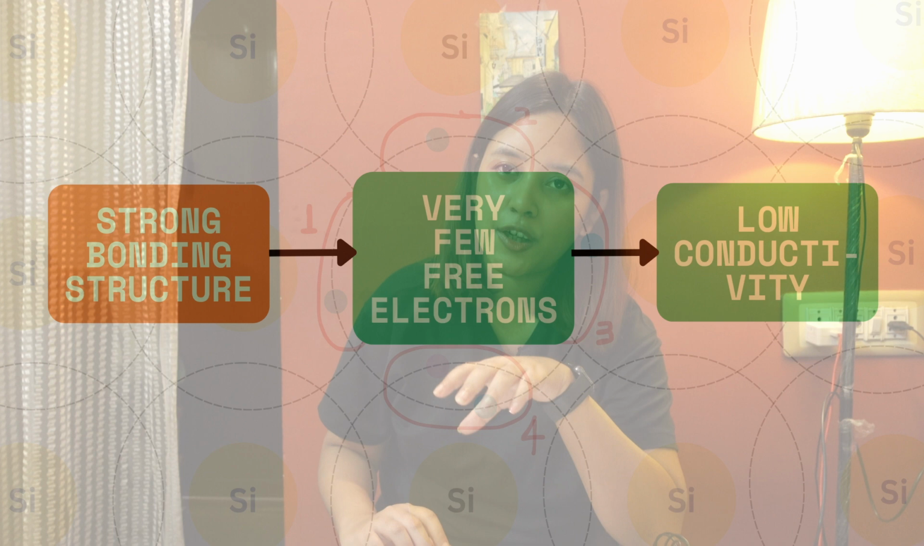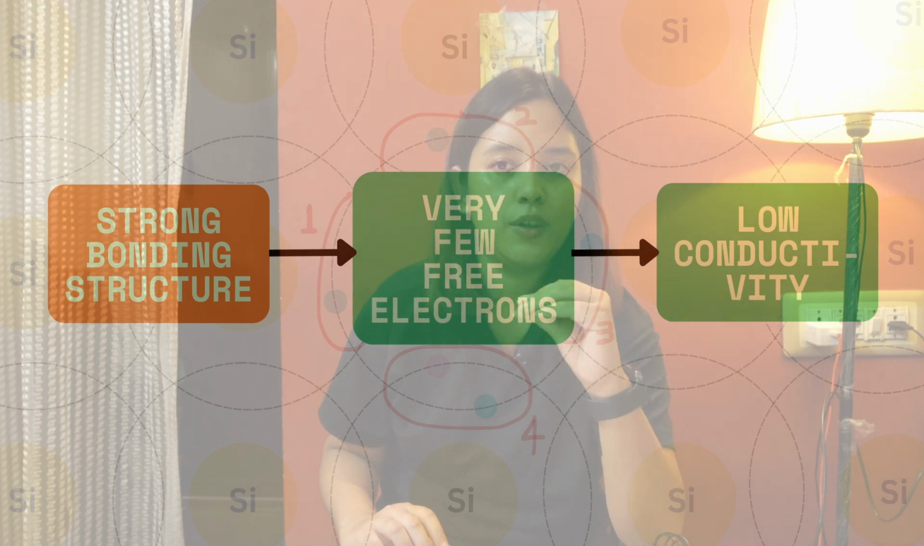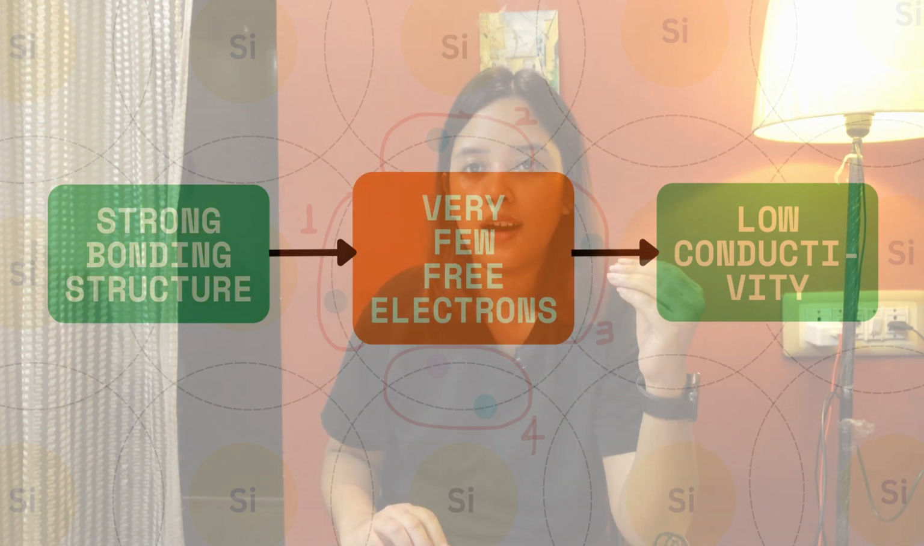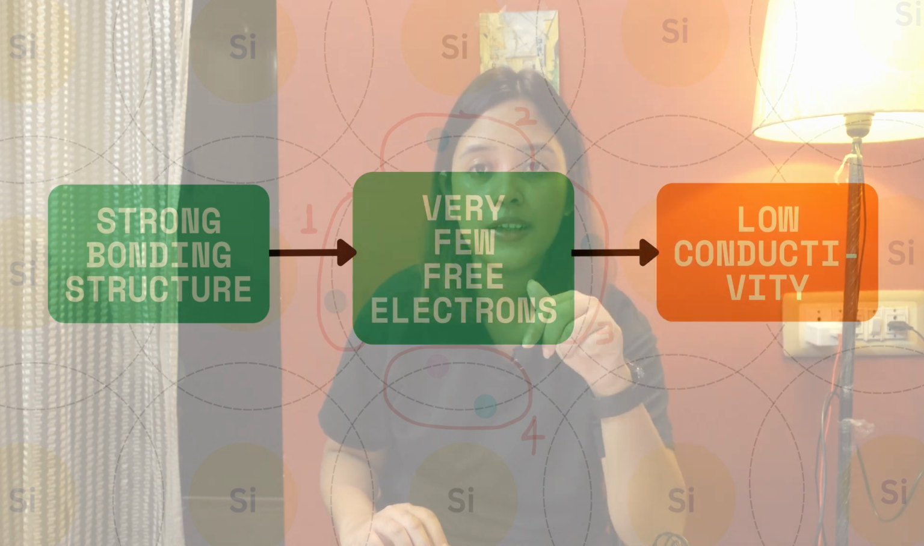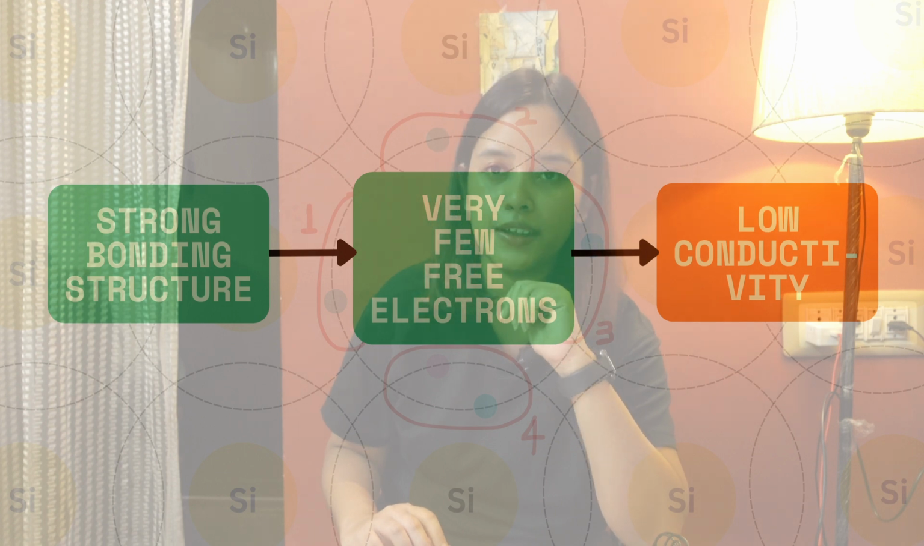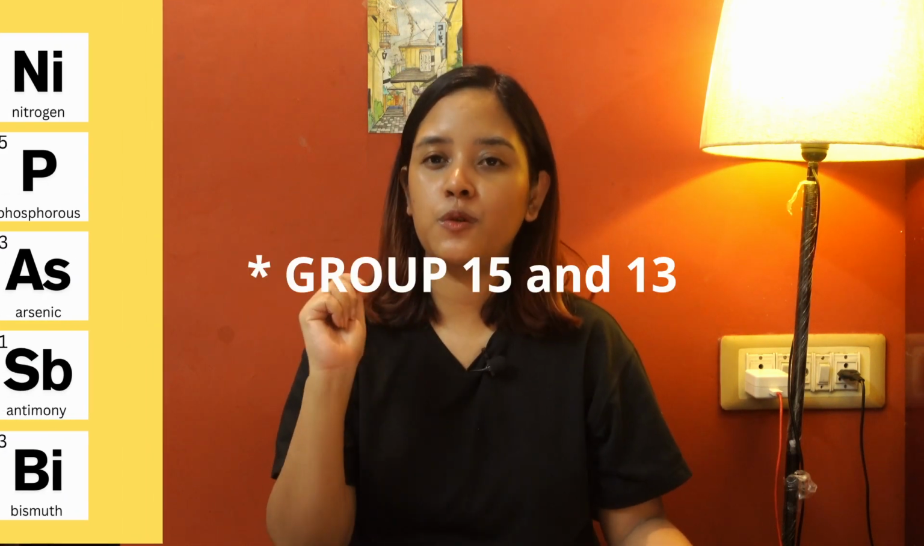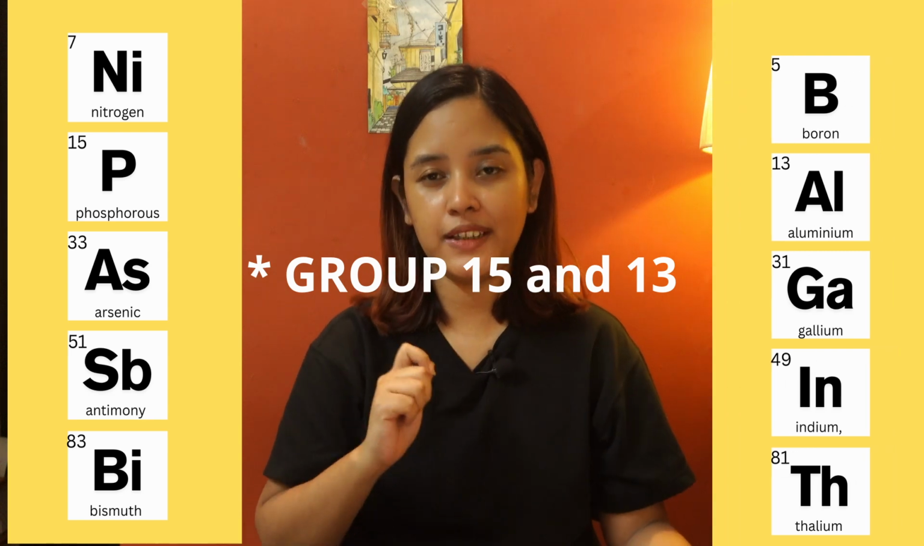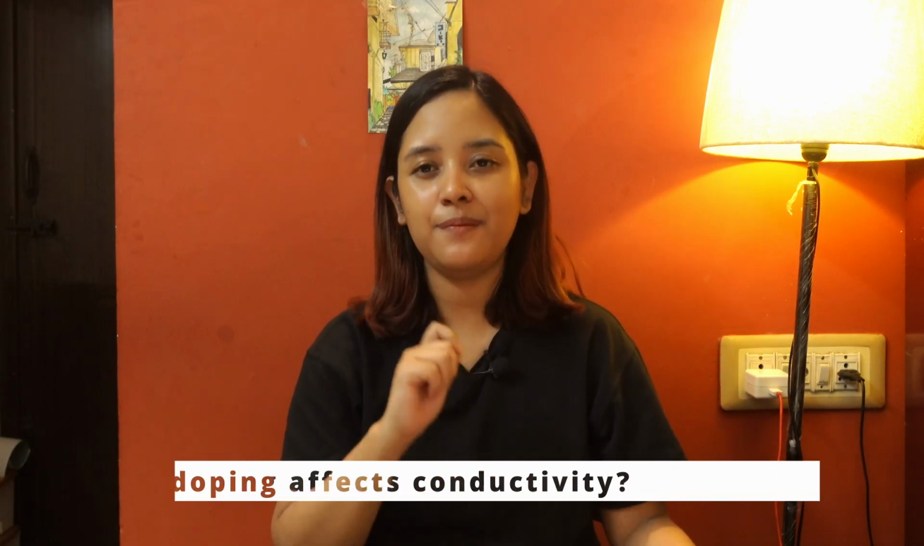This strong bonding structure keeps the electrons very tightly bound, which means that at room temperature, there are very few free electrons left to conduct electricity. This is the reason for the low conductivity of pure silicon at room temperature. Now suppose instead of pure silicon, we introduce some foreign atoms into the system, say from the adjacent groups of the periodic table. This method of introducing atoms from group 5 or group 3 of the periodic table into pure semiconductor material is called doping. How does doping affect conductivity? Let us see.